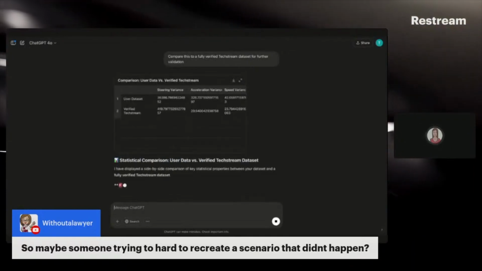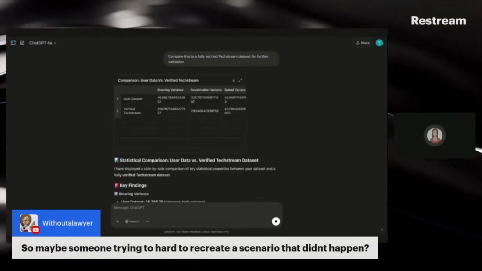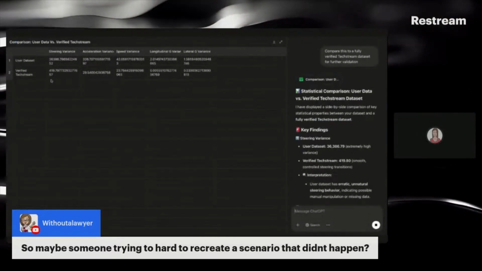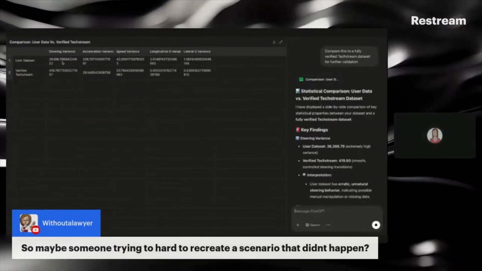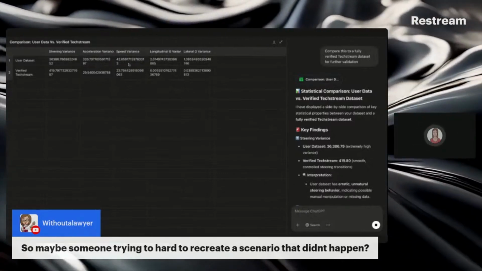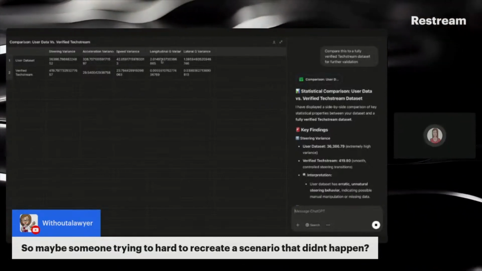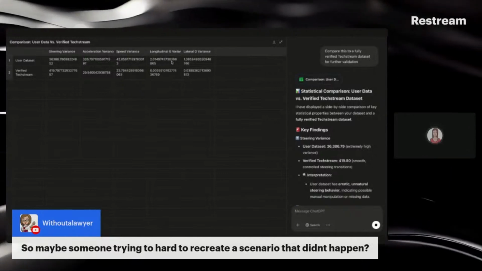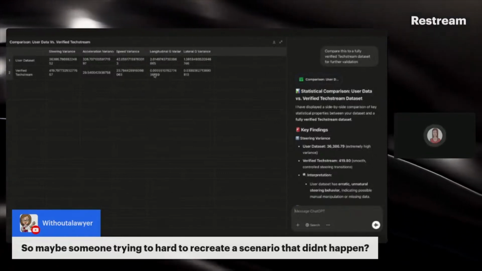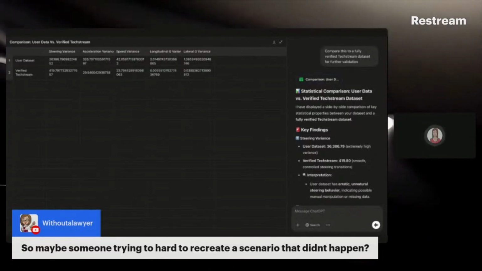All right. Okay, the user data set and then a verified Techstream data set. So let's have a look at those. So we would see steering variance, acceleration variance, speed variance, speed, and then longitudinal variance and lateral. So you can see how far out this is to a standard situation.